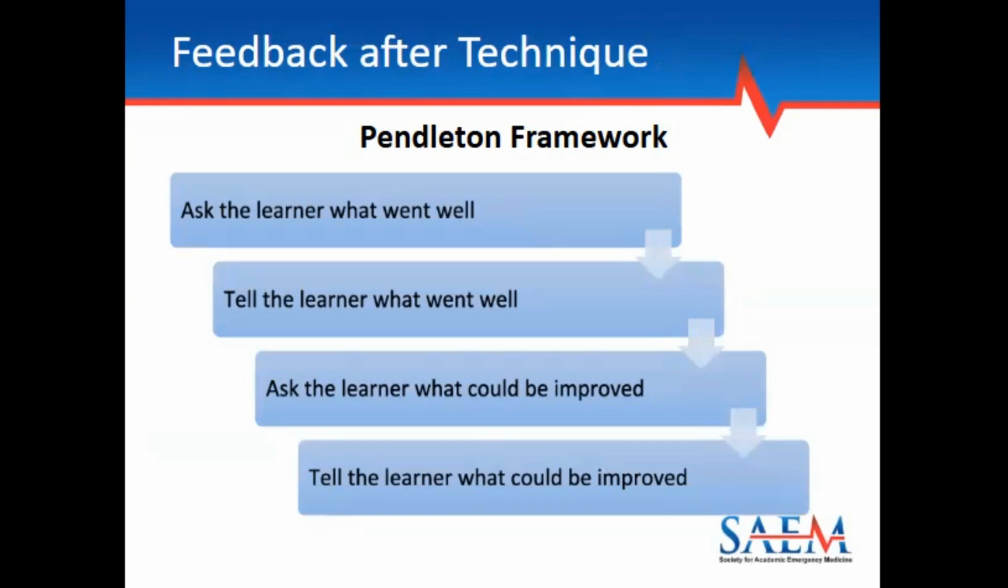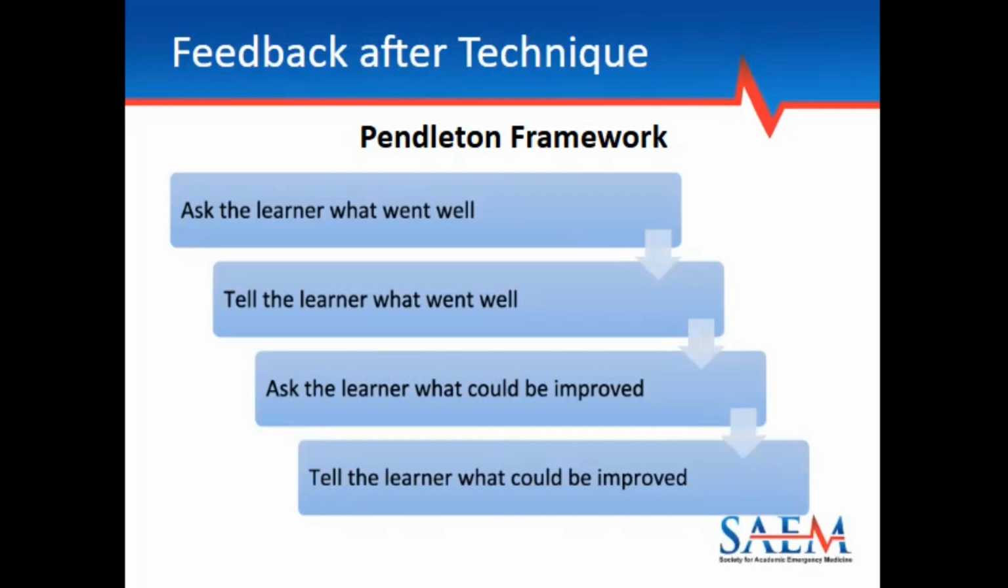Whether you are using Peyton's four-step approach or a learner checklist, you must use some sort of debriefing or feedback after the learner performs the task. The Pendleton framework is a type of formative feedback for the learner to help them improve. While there are lots of techniques for providing feedback to your learner, here we're focusing on Pendleton. The Pendleton framework is an easy, learner-driven way to give specific and useful feedback.